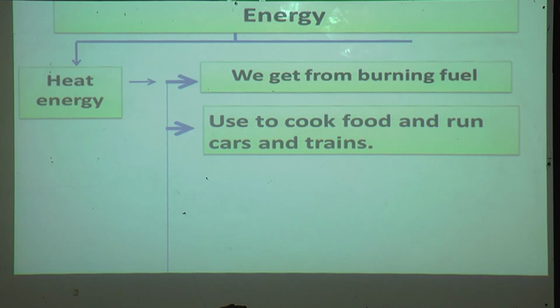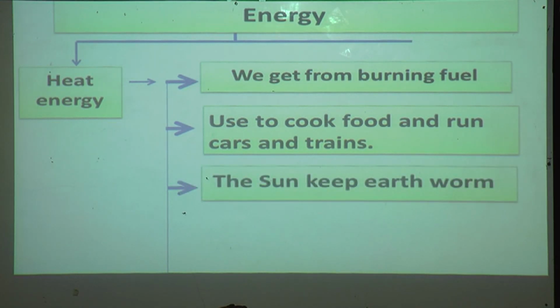And to run cars and trains we use petrol and coal. With the help of petrol the car will get energy and it will run. The train gets energy from coal and it will run. So the car and train get heat energy from petrol and coal.